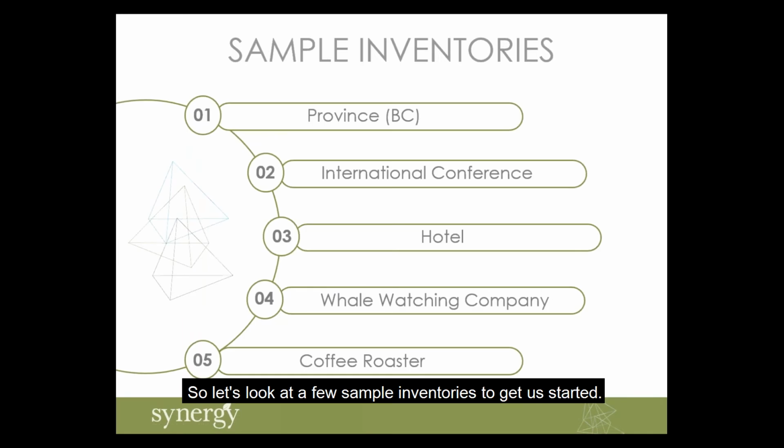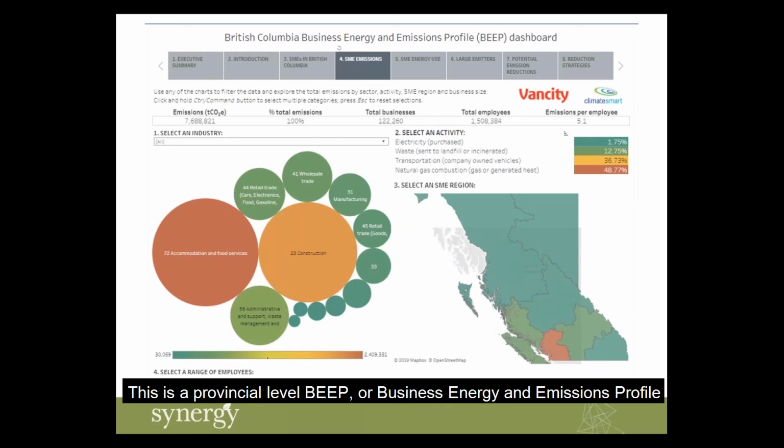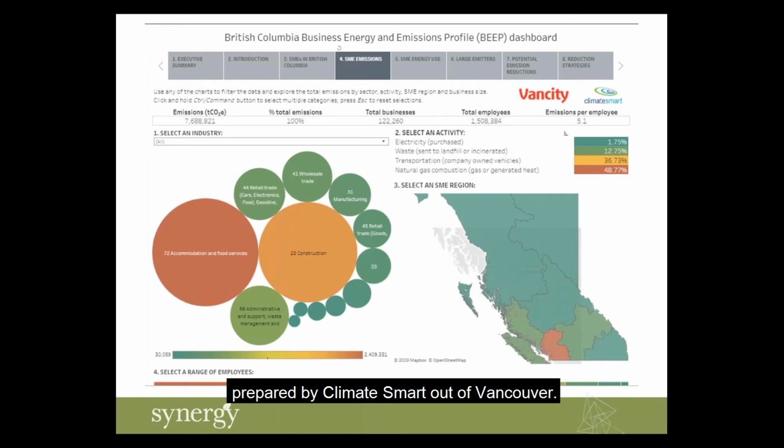So let's look at a few sample inventories to get us started. First one we'll look at is for the province of BC. We'll follow that with an international conference, a hotel, a whale watching company, and then we'll wrap up with a coffee roaster. This is a provincial level BEEP, or Business Energy and Emissions Profile, prepared by Climate Smart out of Vancouver. You can see that accommodation and food services, followed by construction, are BC's largest sources of emissions.